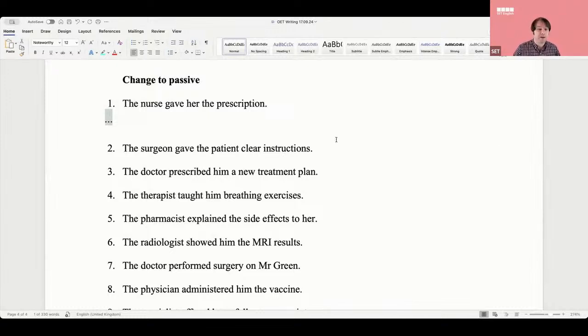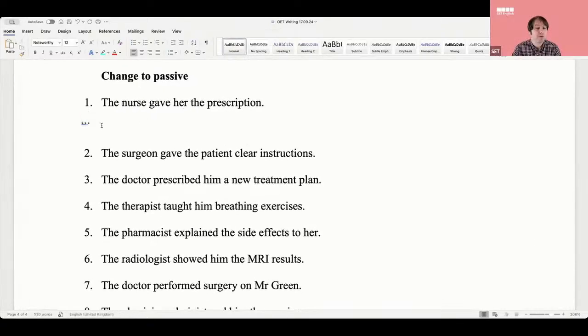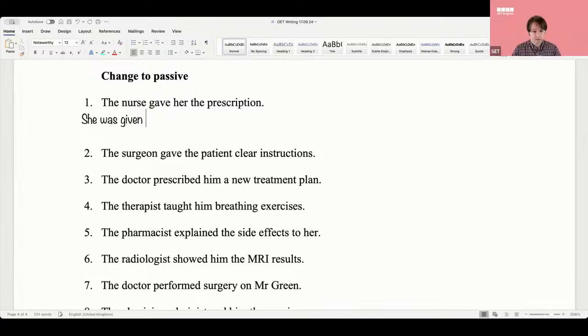Okay, let's try Mustafa. The nurse gave her the prescription. Okay, so can you change? She was given the prescription, or a prescription was given to her. Is this correct, guys? Everyone, is this correct? Yes.